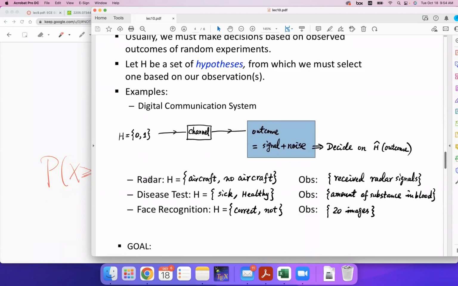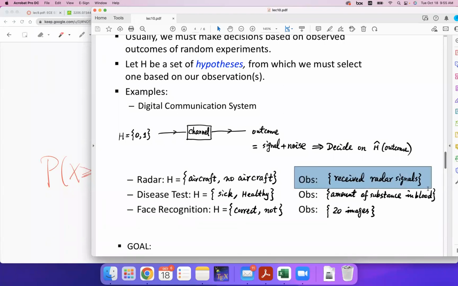And these are some practical examples. This could happen with a radar. This can be used to model a radar system. The hypothesis is either there is an aircraft or there is no aircraft. Right? It's a binary hypothesis. And the observation is the received radar signal.